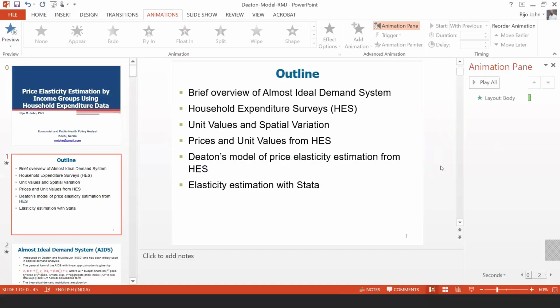Okay. Just to give a very brief outline, I'll briefly introduce the almost ideal demand system, and then briefly talk about the household expenditure surveys, and then how household expenditure surveys collect price information in the survey, and then how such price information cannot be used as such directly while estimating demand elasticities because of various problems associated with the way prices are collected in these surveys, and how Deaton's model proposes a solution for that and allows us to estimate price elasticities given the household expenditure surveys that many of the low-income countries have. And I'll also, if time permits, show how this model works in Stata using a single commodity as example.